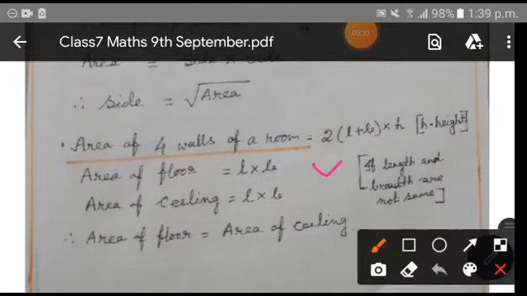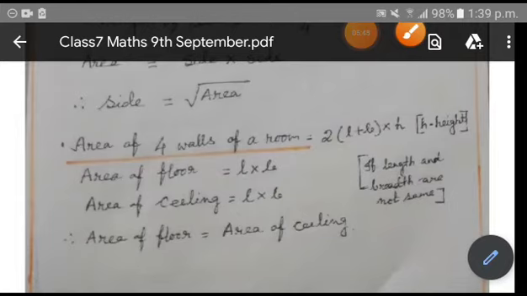Here it is, the condition is given that the length and breadth are not the same. Okay, here in this case, when length and breadth are not the same, that is why height has been multiplied in case of the area of the four walls of the room.